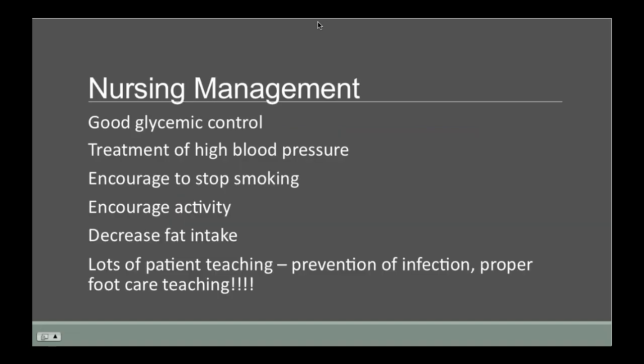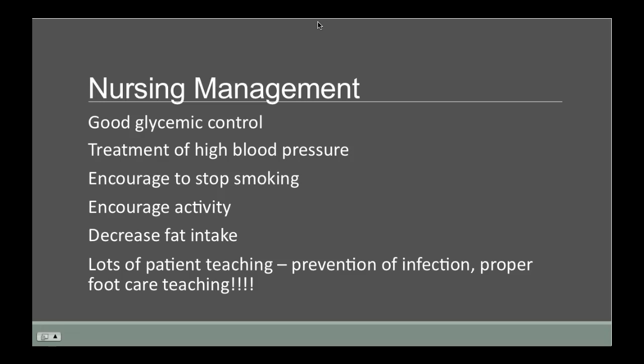The nursing management, of course, with all of these is to maintain good glycemic control, good blood sugars, good A1C levels. And also it's important to treat the high blood pressure that goes with the blood sugar. You want to encourage your patients to stop smoking, because that, of course, adds to the problems and makes damage to the blood vessels worse. Encouraging activity is important, and decreasing their fat intake and their cholesterol.